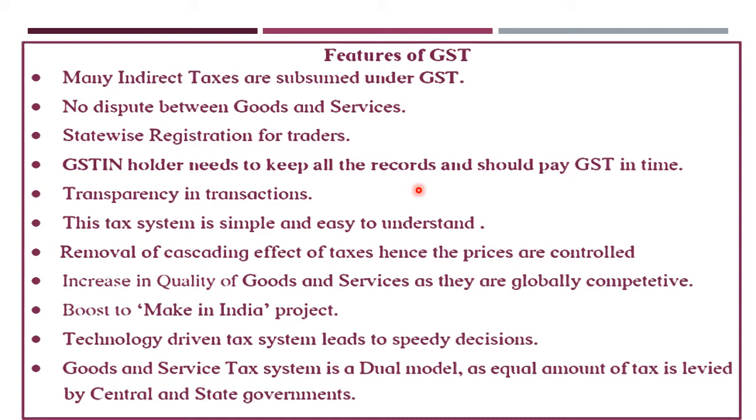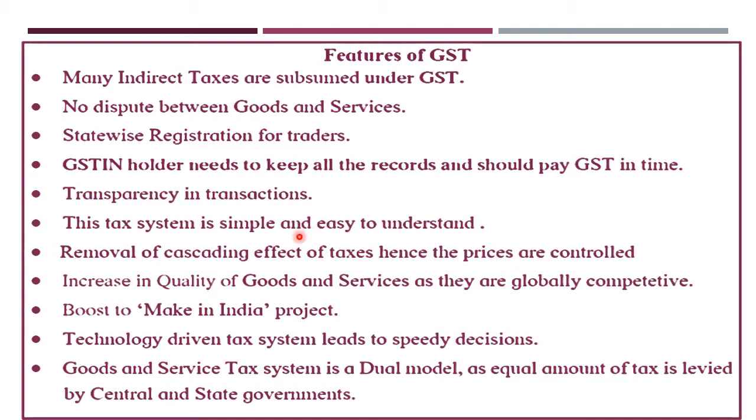So there is transparency. The next point is transparency in transactions. There is no black money or that sort of transactions happening. Everything is under record and under the supervision of the government. So there is transparency in the transactions.